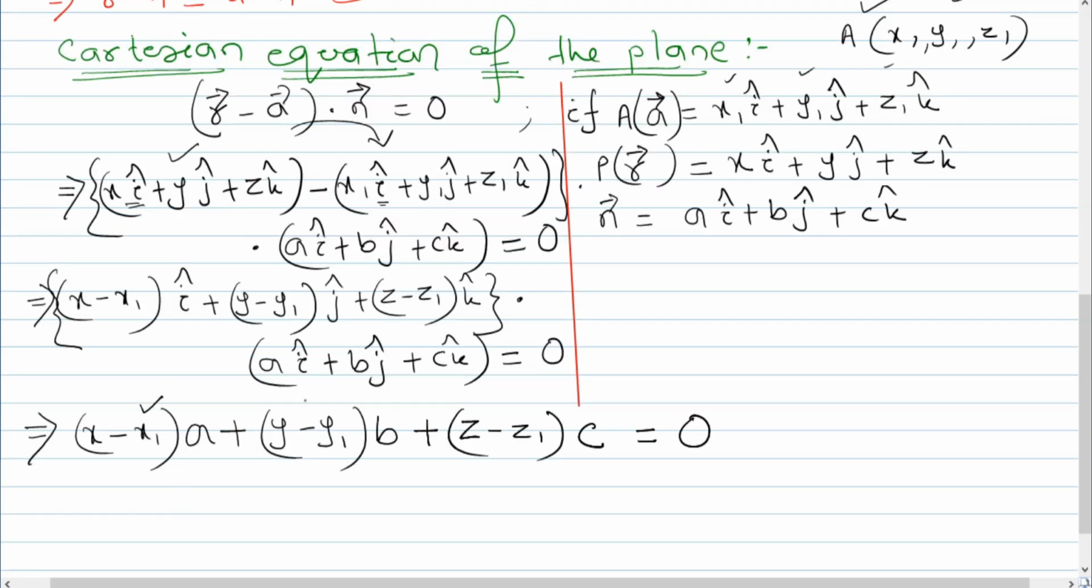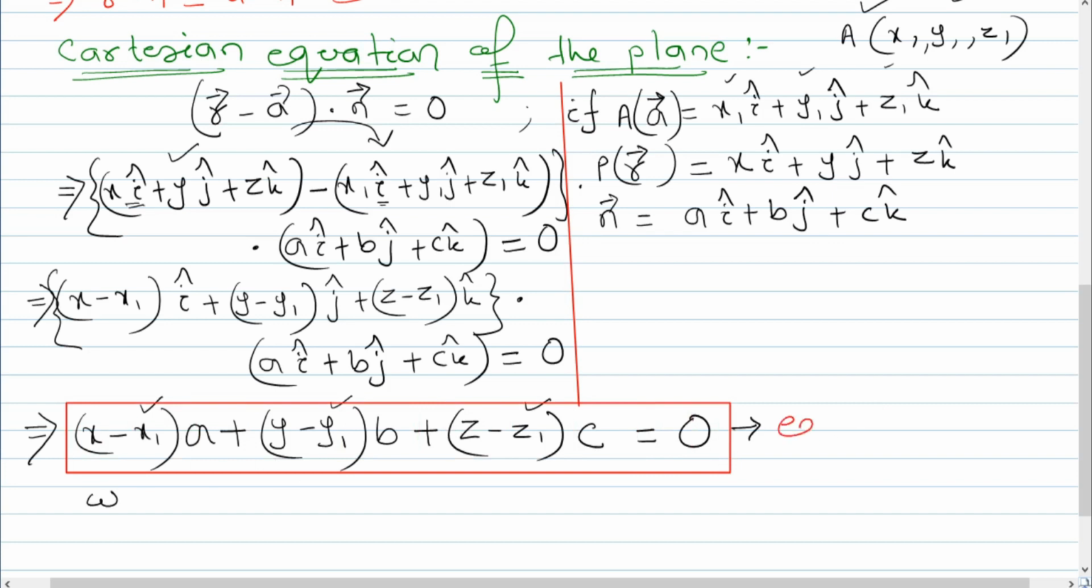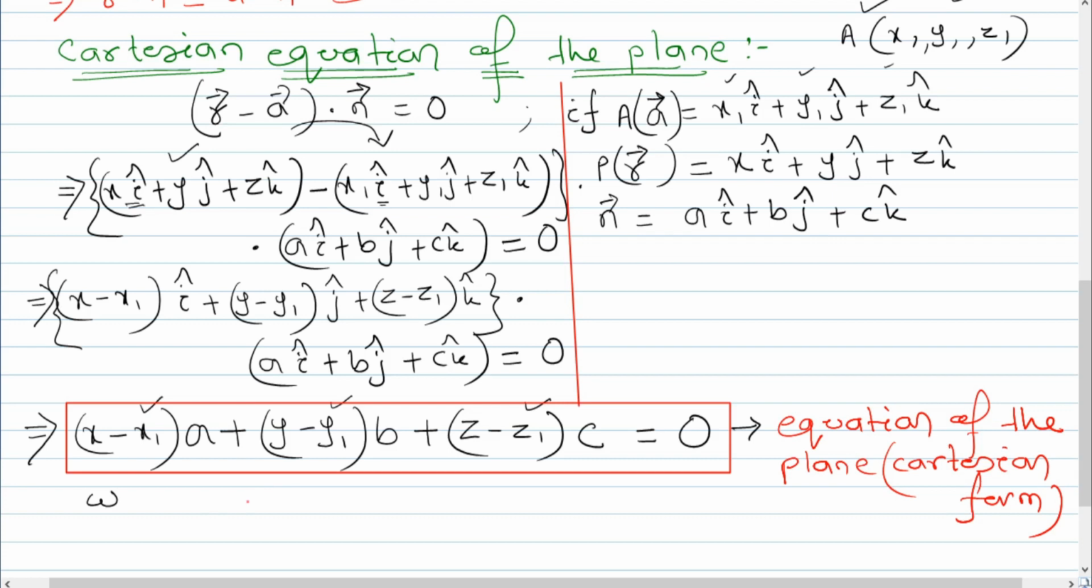If one point x1, y1, z1 is given, this is the equation of the plane. Keep it in your memory, the equation of the plane in Cartesian form. Use this Cartesian form a lot, and solve the whole problem using it. Remember the vector form whenever required.